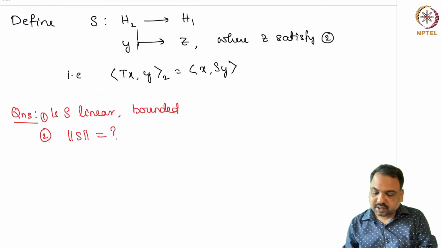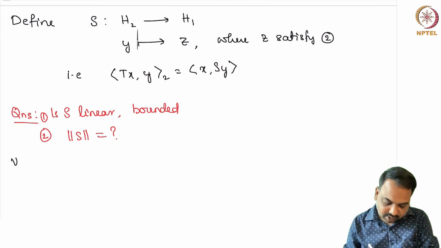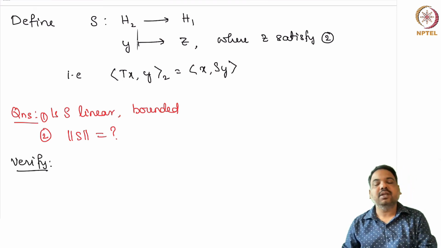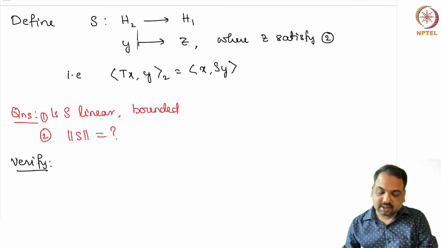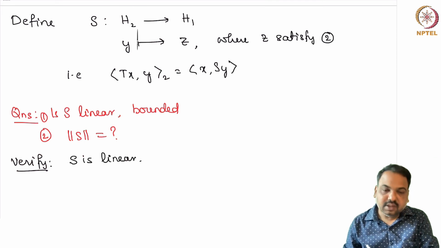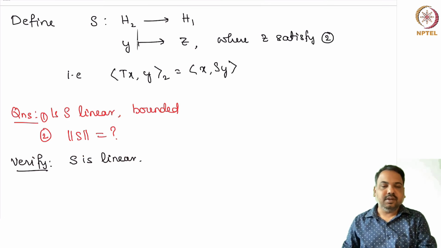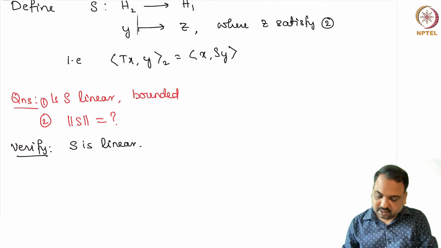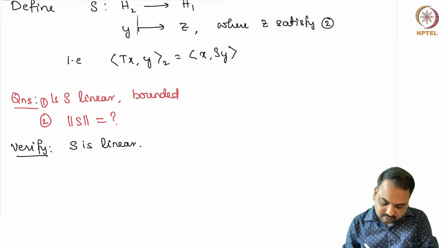It is easy to show that S is linear. So verify: because of the linearity property of the inner product in the first variable and the map T being linear, we can conclude that S is linear. Now, is S bounded? Yes, we can actually show that S is bounded.